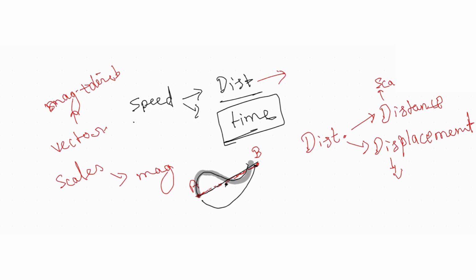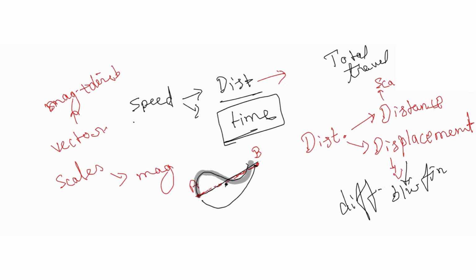But displacement is the difference between final and initial position. If you have moved from here to here, so finally you are here, initially here, this will be displacement. So displacement will give us the minimum distance. Any problem in this?